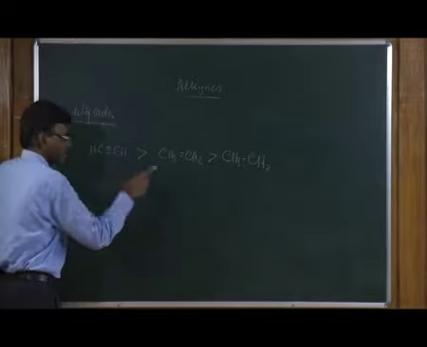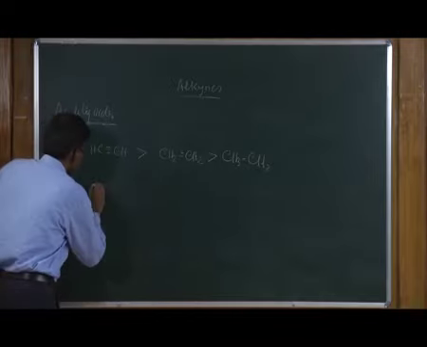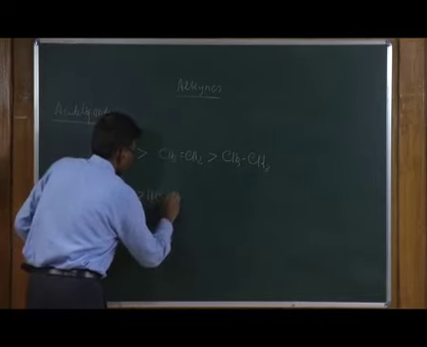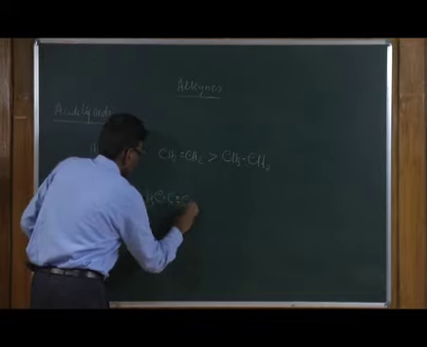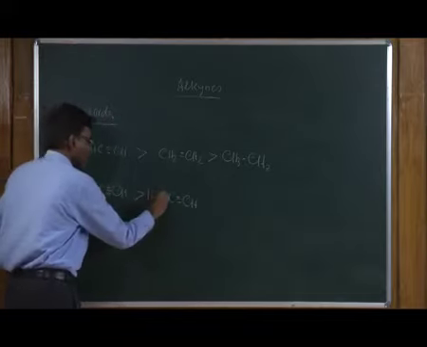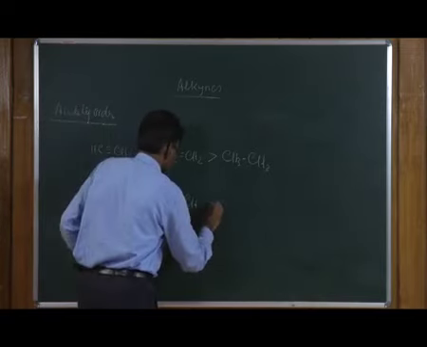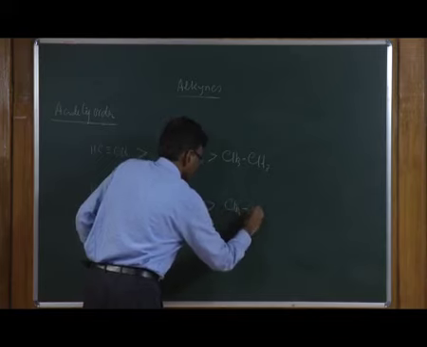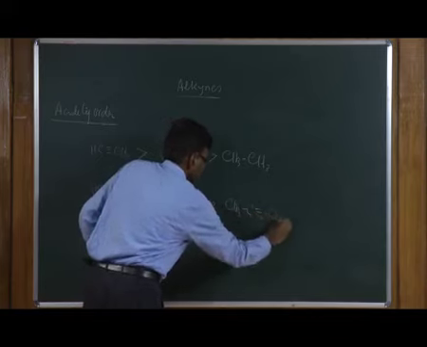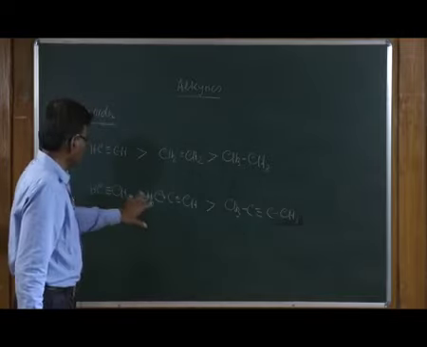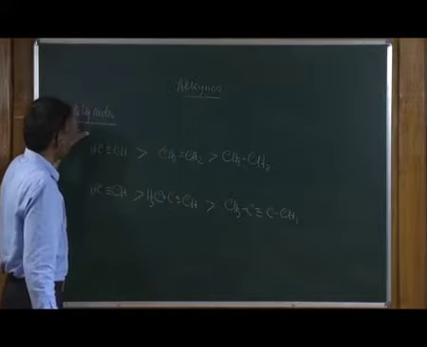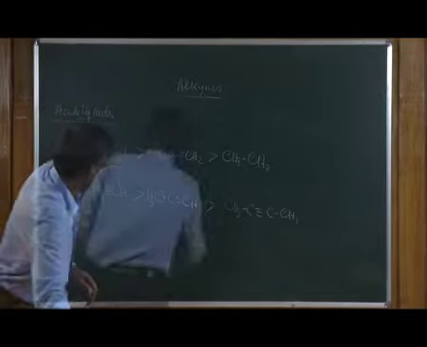So, if you compare between different alkynes, this will be more acidic compared to this, because you have the methyl group, which can give electron to this system, and if you go further, this will be the least acidic. This is more acidic compared to this, more acidic compared to that. This is the acidity order of alkynes.